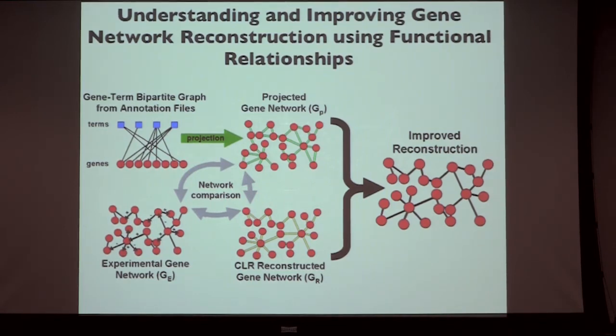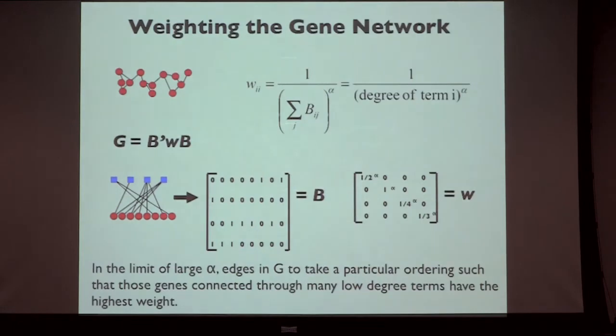And we compare these different things and potentially develop an improved method of reconstruction that uses the annotation data in addition to the microarray data, the high throughput data. Okay, so again, one of the things we have to deal with is what's the appropriate way to weight the gene network? Since I weighted the term network by the degree of terms, you might think I'll weight the gene network by the degree of genes. And in fact, that was the first thing we tried.